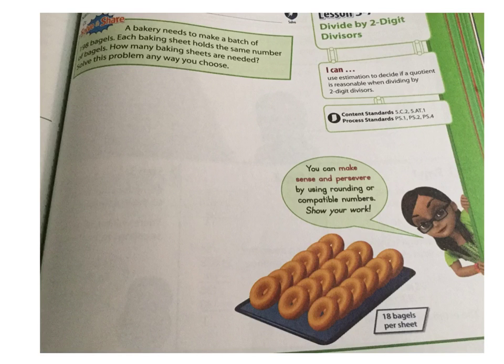Okay. Our first problem. A bakery needs to make a batch of 198 bagels. Each baking sheet holds the same number of bagels. How many baking sheets are needed? Solve the problem any way you choose. Well, this is a division problem. And if you look down here, it says there are 18 bagels per sheet. So 198 divided by 18.